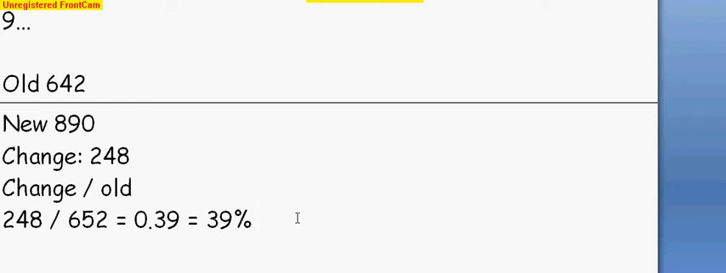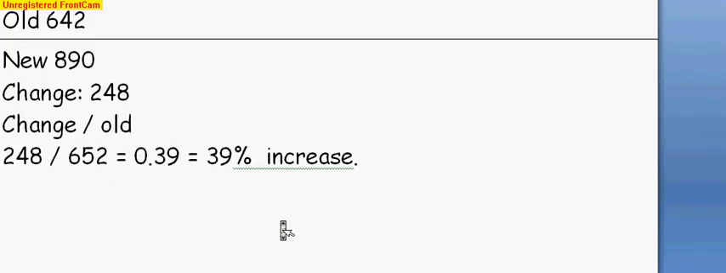Now, this is not finished because you have to figure out, did it increase or did it decrease? Okay, so we went from 642 to 890. So it went up. So this is an increase. Okay. All right. So letter B, you have to do the same thing, but it's going to be a decrease, and the answer is going to be 36%. The answer to 9B is 36%.